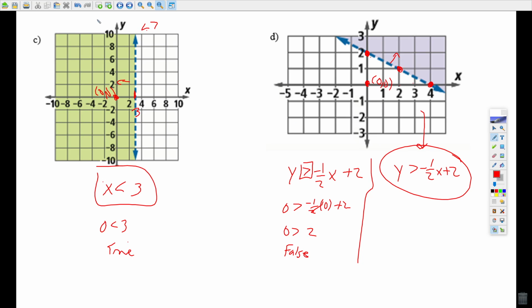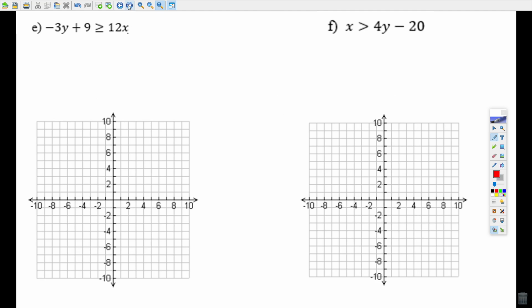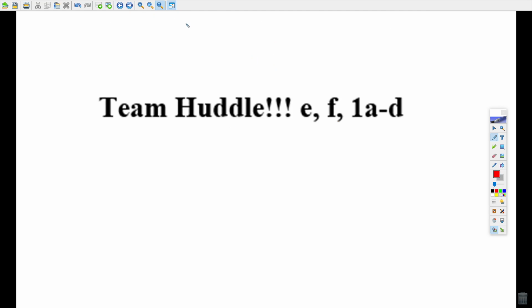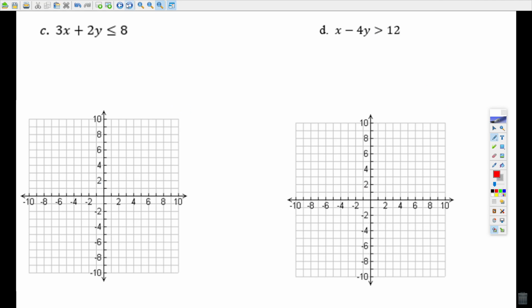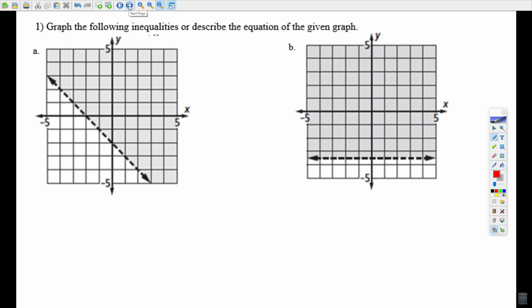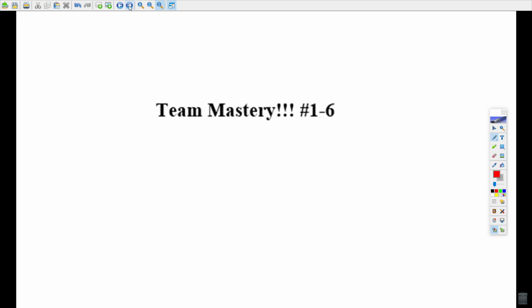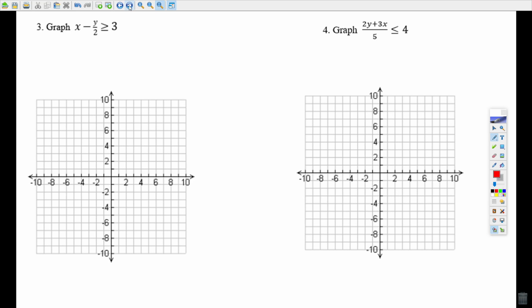And that is the end of this section. The rest of it you should do. And again, send me the answers on Teams. So you're going to do Team Huddle, which is EF. There's 2 more parts to this, E and F. And then 1, AB, CD, and then the master, there's 6 of those. So there's quite a few you have to graph.